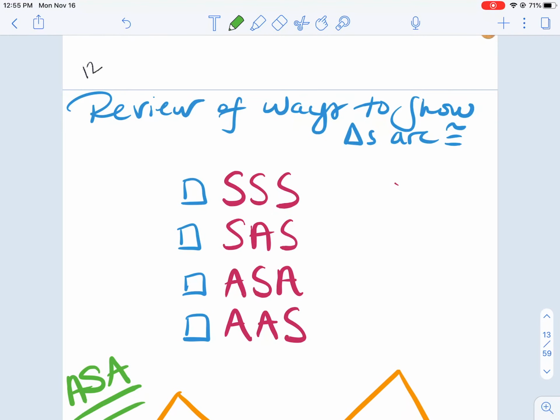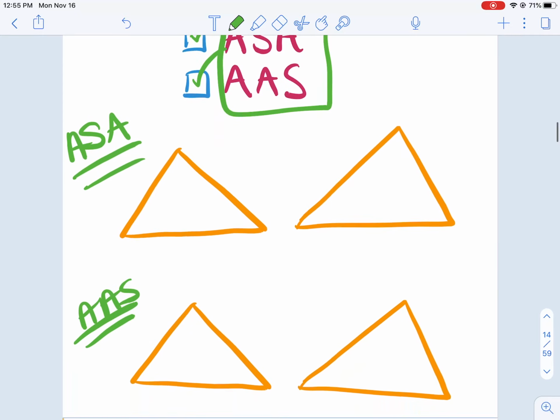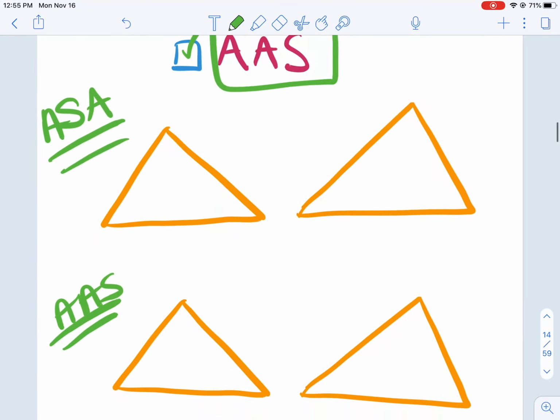I'm here to do a review video on what Mr. Fields covered yesterday with the 4 ways to show triangles are congruent. So I've listed them here: SSS, SAS, ASA, and AAS. And we're going to take a little bit of a focus on these 2 today. Before we jump into our packet, we're going to be on page 13. I want to just go over with you guys the difference between these 2. And again, I know Mr. Fields covered it, but it's one of the trickier topics.